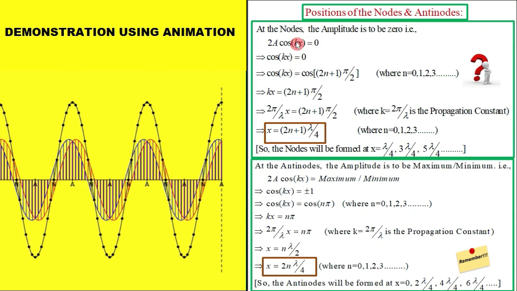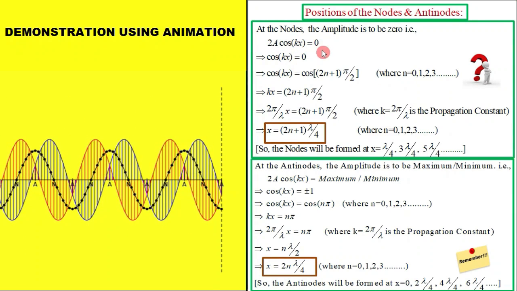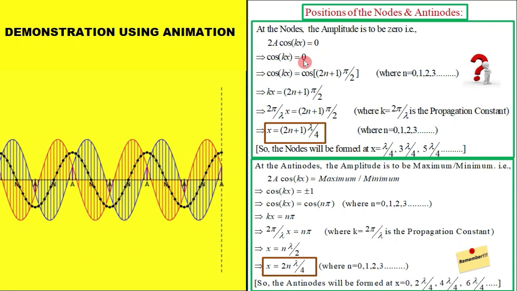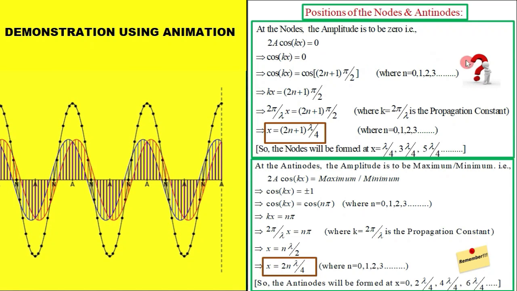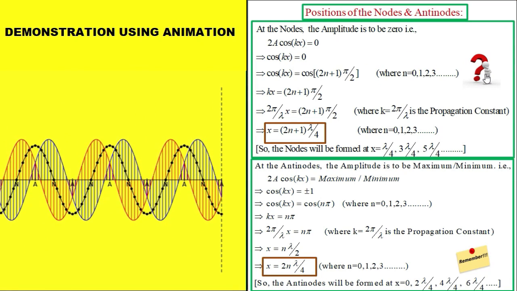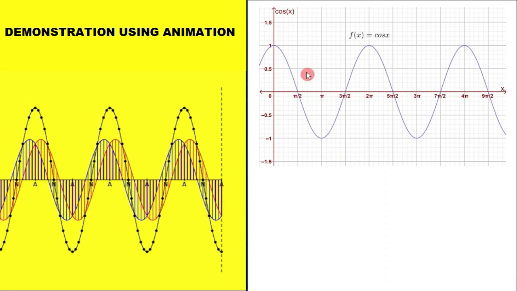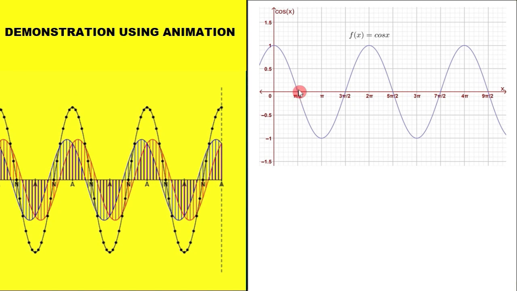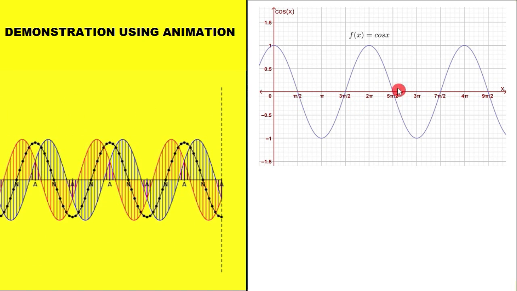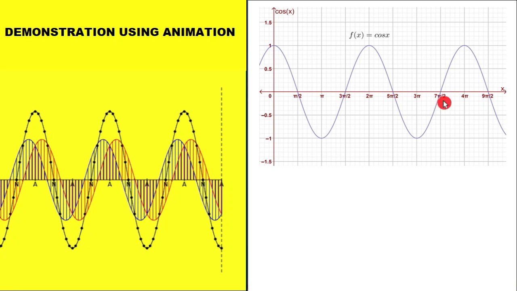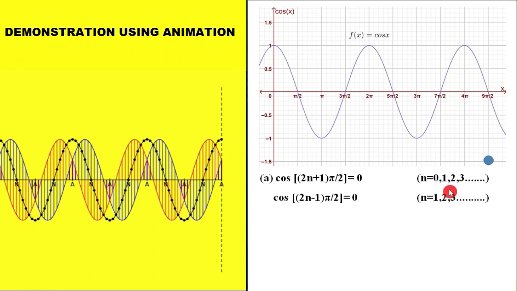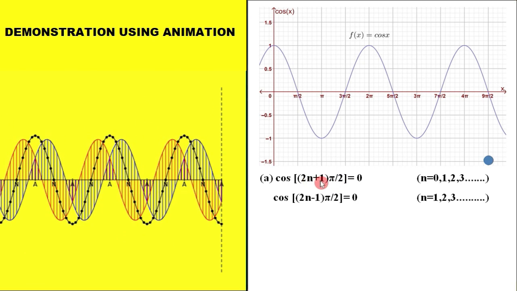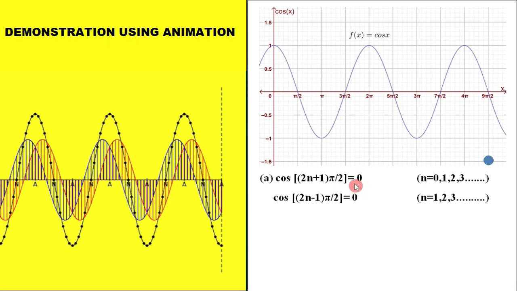See, here the amplitude is 2a cos kx. The derivation method is exactly the same, but here it is cos kx equal to 0. If cos kx equals 0, I have to use the cosine graph now. Previously we used the sine graph. Now let us see what is happening in the cosine graph. In the cos graph you can see you are getting 0 at pi by 2, 3 pi by 2, 5 pi by 2, 7 pi by 2, and like that. Means you are getting 0 at every odd multiple of pi by 2.